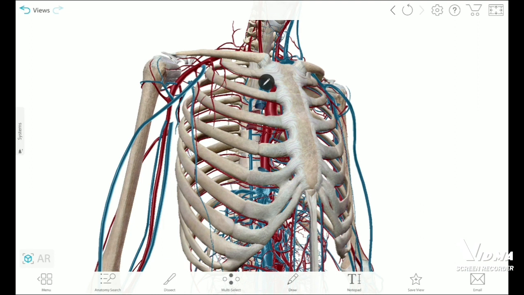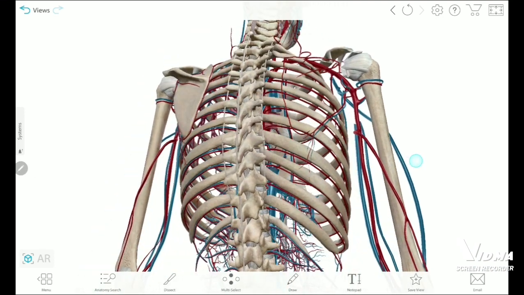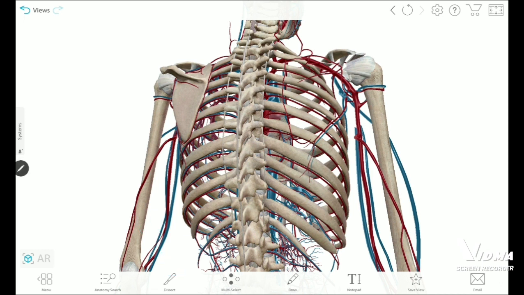Let's count them. This is the first, second, third, fourth, fifth, sixth, seventh, eighth, and this over here is the ninth intercostal space. Whereas posteriorly, there will be 11 intercostal spaces. This is the first, second, third, fourth, fifth, sixth, seventh, eighth, ninth, 10th, and this is the 11th intercostal space.